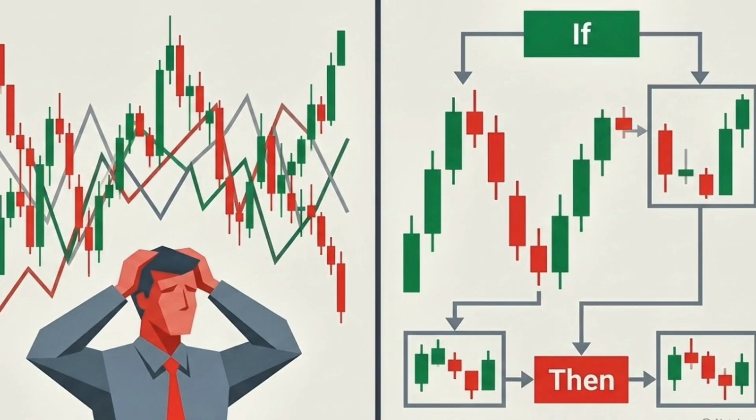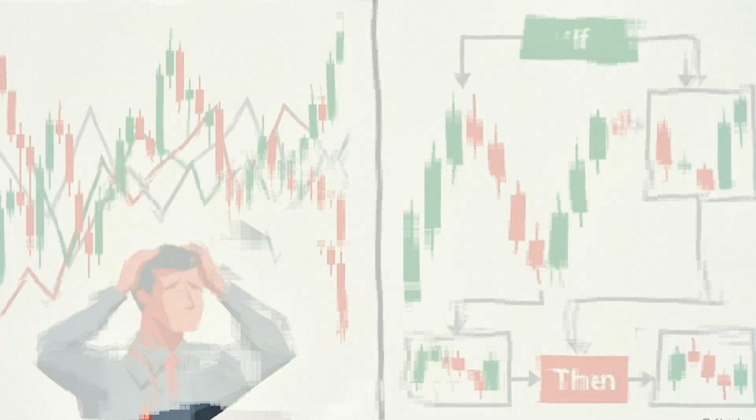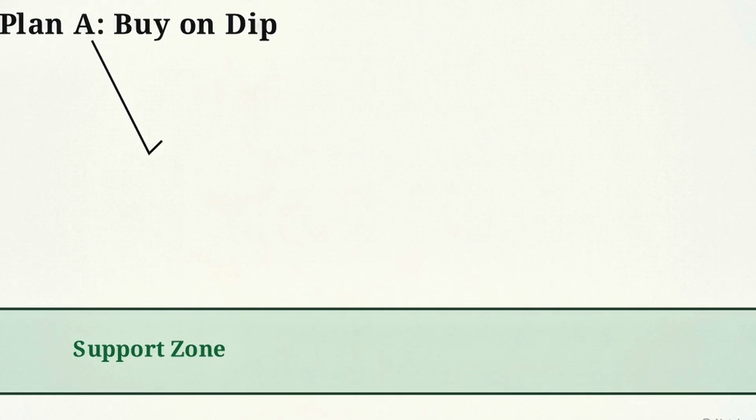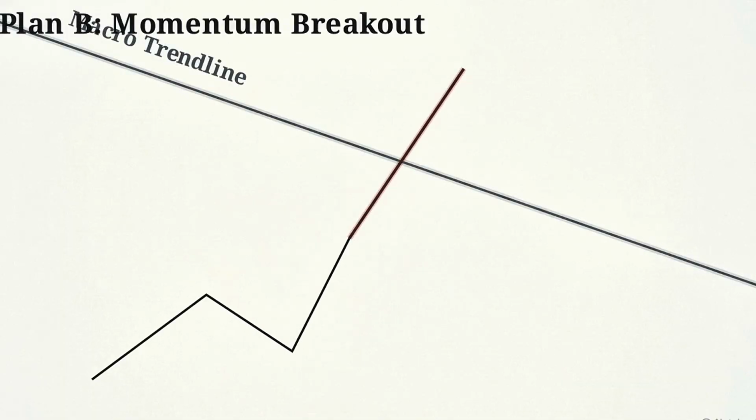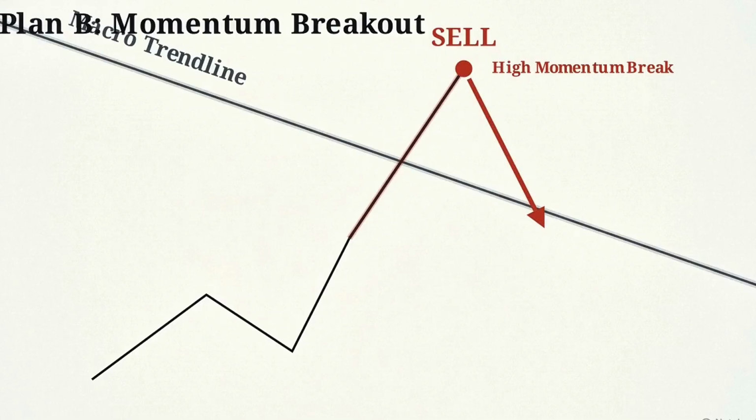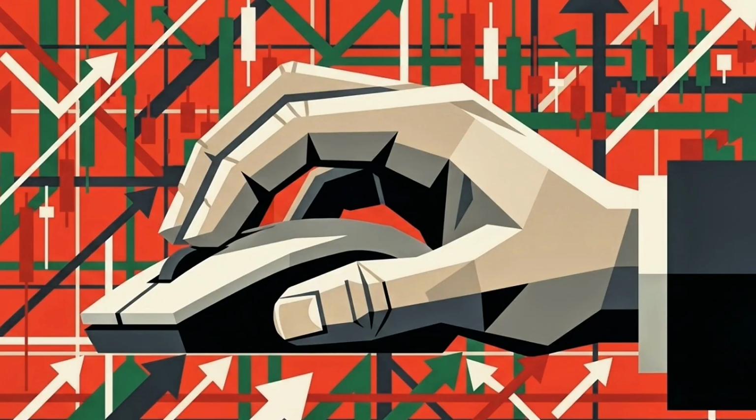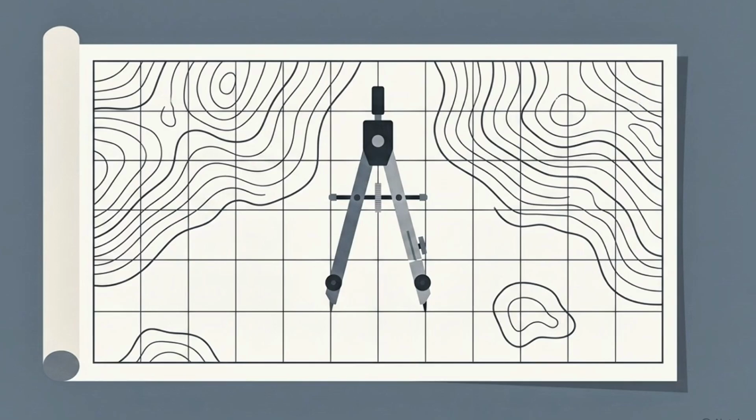Combining these three levels allows a trader to stop guessing and start building conditional stories. A Plan A scenario might look for price to drop into a historical support zone and produce a shallow, weak pullback, creating a high-probability entry for a buy order. Plan B prepares for the opposite. If the price breaks through a macro trend line with high momentum, the strategy shifts to a short position. This structured approach replaces the panic of chasing lagging signals with a clear map of market behavior.